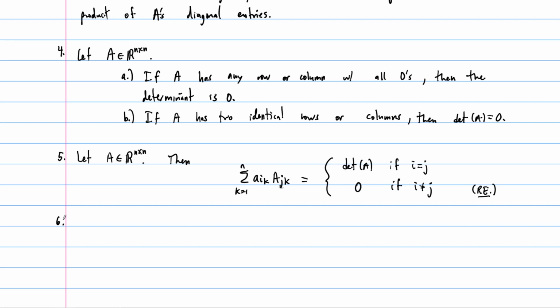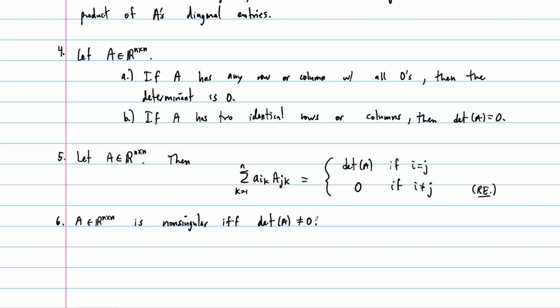And then finally, the statement that motivated everything from the beginning of this lecture is the following. A square matrix A in R n by n is non-singular if and only if the determinant of A is not 0. So if it's 0, the matrix is singular. Otherwise, the matrix is said to be non-singular.